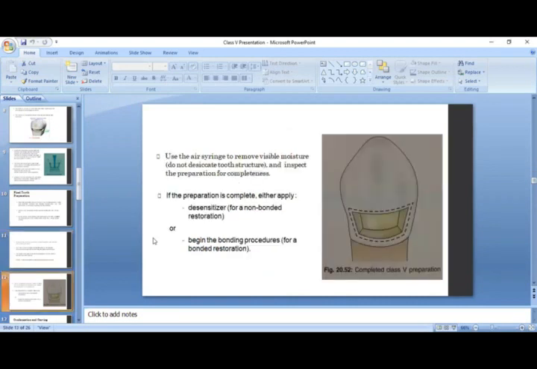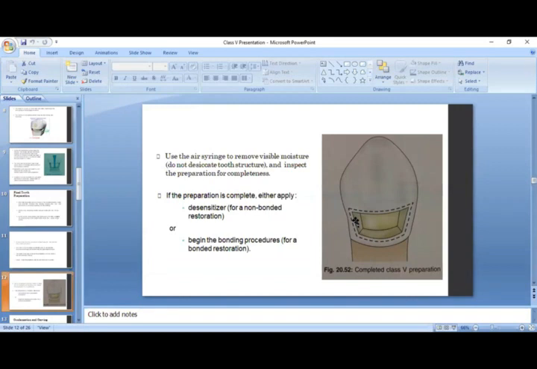This is again the location of the class type. I'm repeating the whole thing again. This is the divergence form. This is the axial wall. This is the inciso-axial angle, and this is the gingivo-axial angle. We are supposed to place our retention grooves in that area for the amalgam. And the whole cavity preparation should be uniform and smooth enough.